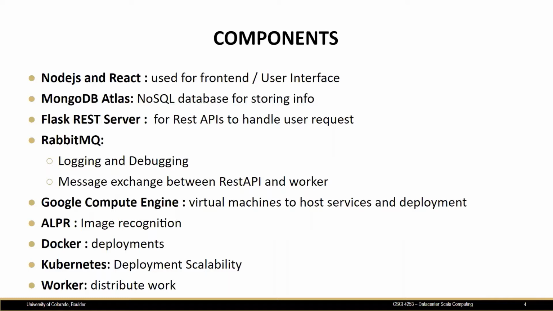The OpenALPR software helped in the image recognition. So here we have used this OpenALPR to recognize the license plate from the image of cars. Docker helped us to containerize all our modules, and all these Docker images are deployed in a Kubernetes pod. Kubernetes also helped in scalability of those deployments. We've used multiple workers to distribute work among different nodes.